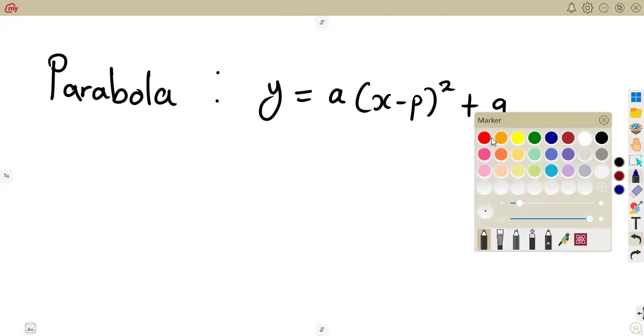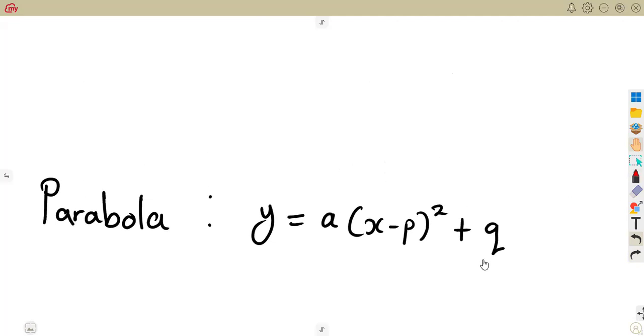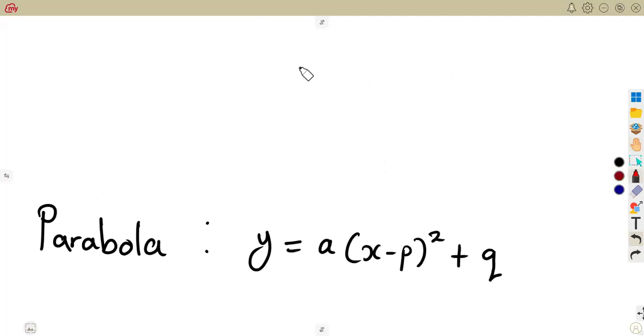So I'm just going to explain this before I move into this function. Remember your identities when you had (a minus b) squared, which is equal to a squared minus 2ab plus what? Plus b squared. This is a quadratic. If you square this, you're going to form a quadratic.